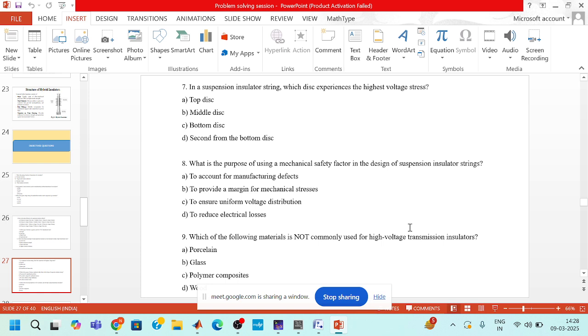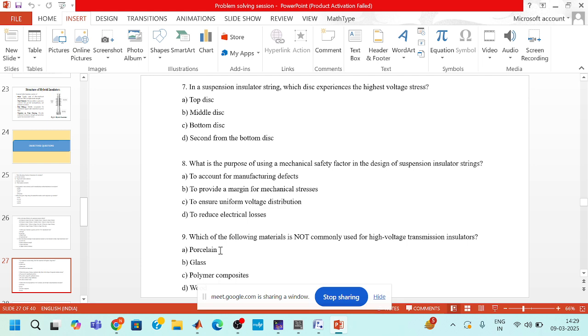A margin for mechanical stress, madam. Okay, B, anyone else? B? Okay, so the main advantage of suspension type insulators is that it provides a margin for mechanical stresses. The main property of suspension type insulators is that their mechanical strength is very high as compared to pin type insulators or any other.